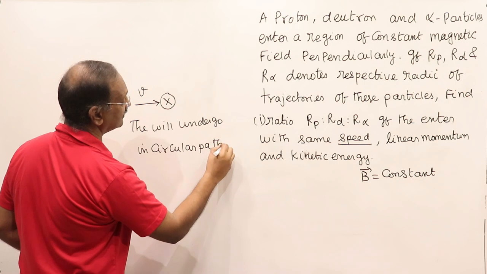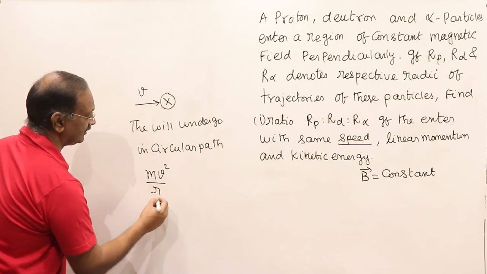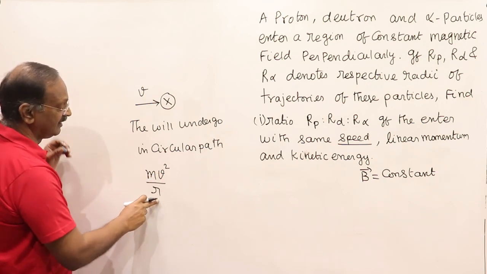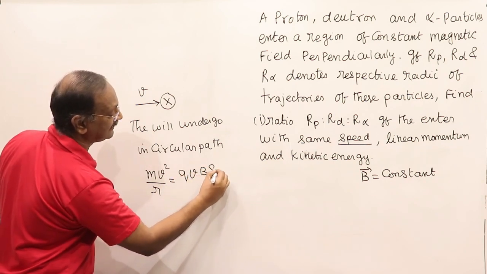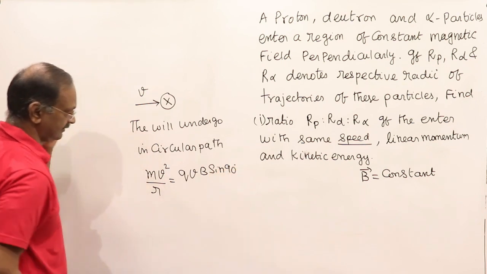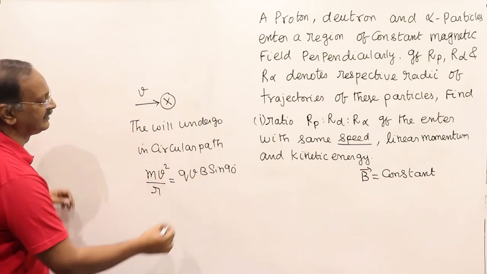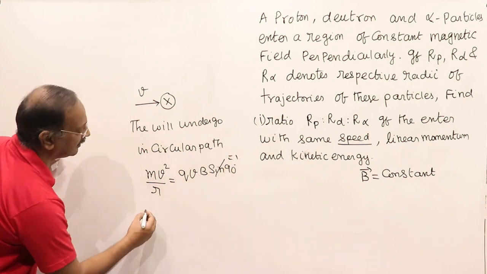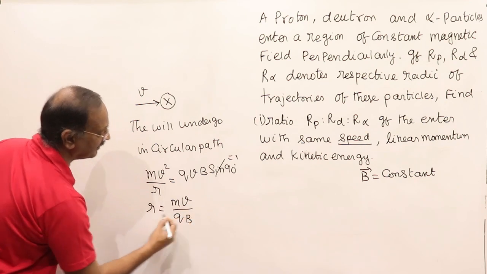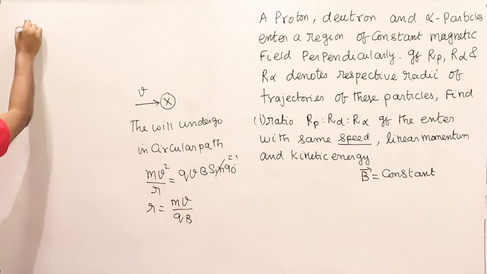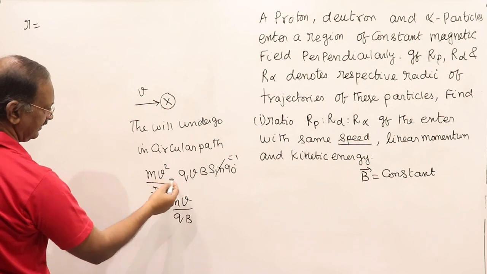If it is undergoing a circular path, the centripetal force mv square by r, where m is the mass of the particle, v the velocity, and r the radius of the orbit, is equal to the magnetic force qvB sin 90, because the angle between v and B is 90, and sin 90 is equal to 1. So r is equal to mv by qB. So the radius of the orbit is equal to mv divided by qB.